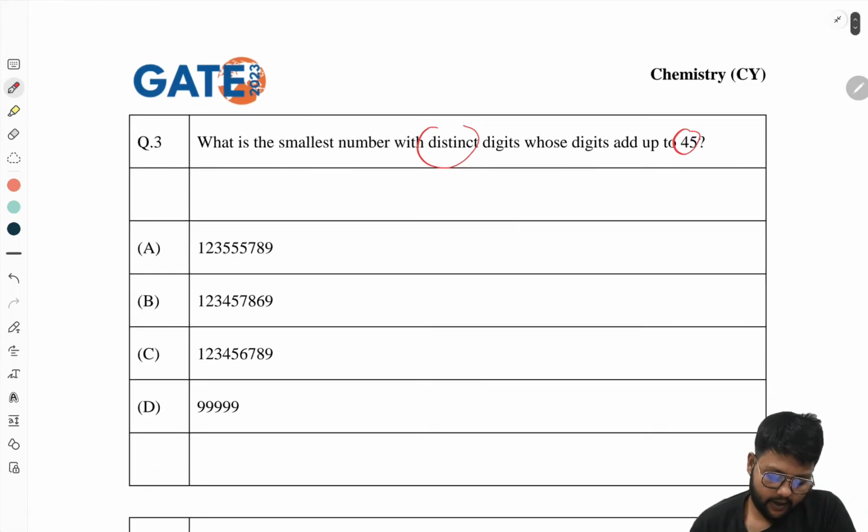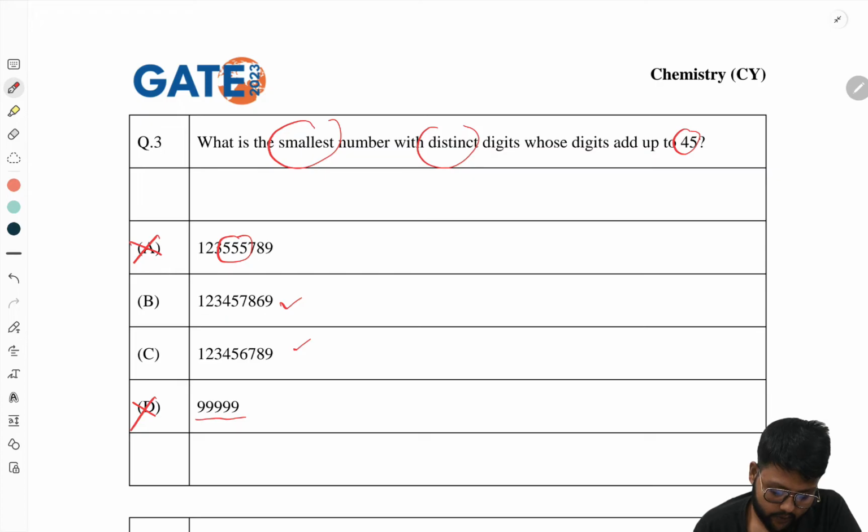The first option, 999, has all digits the same, so they are not distinct. This option will not be correct. Another option, 555, also has the same digits, so it will also not be the answer. Now we check which is the smallest number: 1 2 3 4 5 7 is there, and 1 2 3 4 5 6 is there, so 7 is greater than 6, which means the smallest one will be the 6 one. So C is our correct answer.